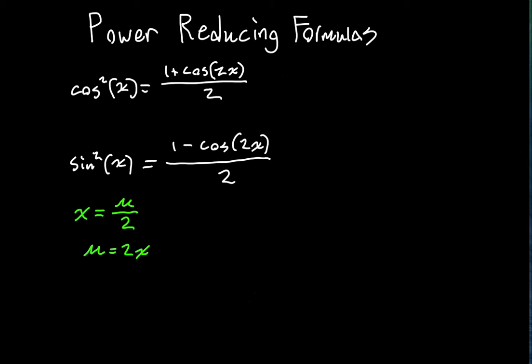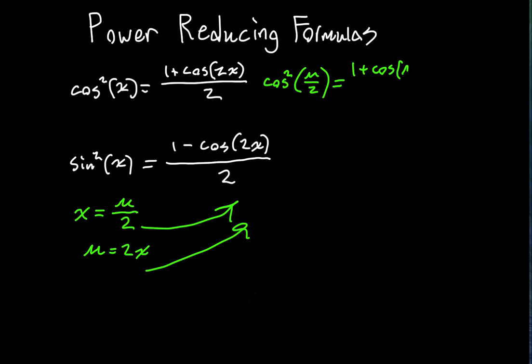So what does that help us do? Let's just make these formulas in terms of u. Cosine squared of, well, what's x? x is equal to u over 2. So cosine squared of u over 2 is equal to 1 plus, I'm just substituting u in, cosine of 2x, well, what's 2x equal to? 2x is equal to u. Cosine of u divided by 2. We can do the same for sine squared of u over 2. Once we substitute it in, that's going to be 1 minus cosine of u divided by 2.